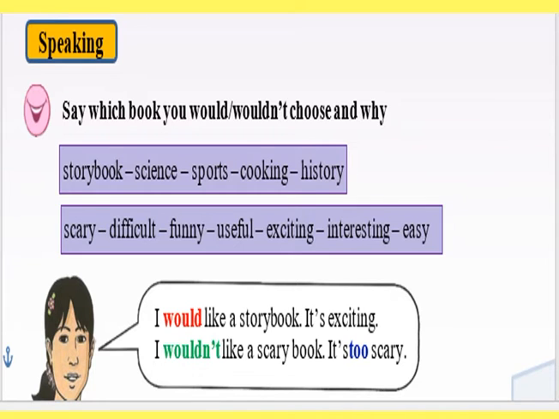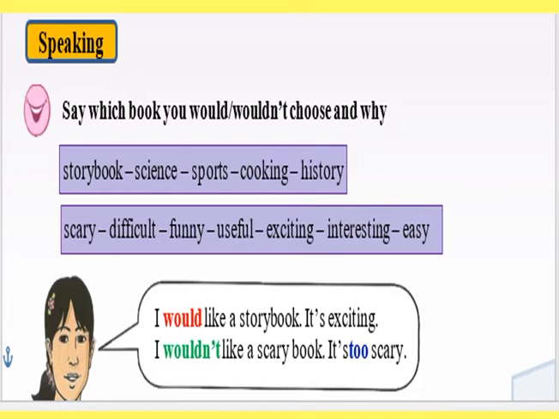This is the time for speaking. Say which book you would or wouldn't choose and why. Storybook, science, sports, cooking, history. And below there are the adjectives which describe these books: scary, difficult, funny, useful, exciting, interesting, and easy.